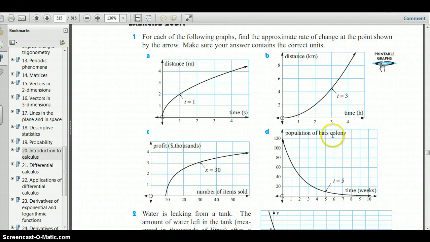Before you guys come into class tomorrow, try these 4 problems below the example on page 515, by drawing your slope at the point that it's asking.